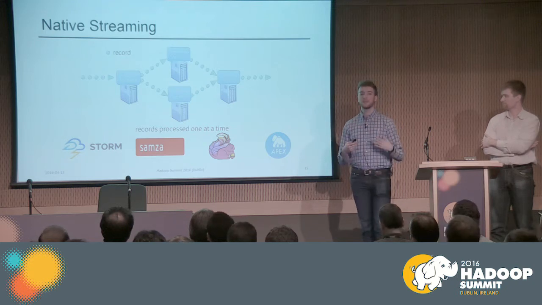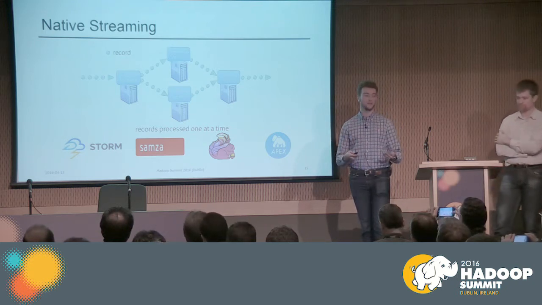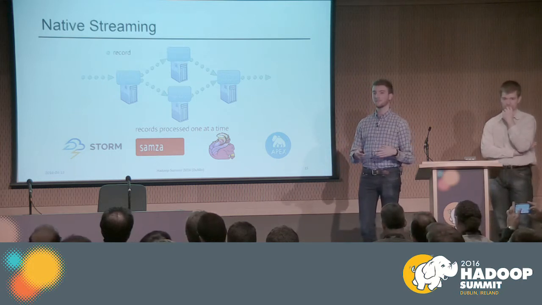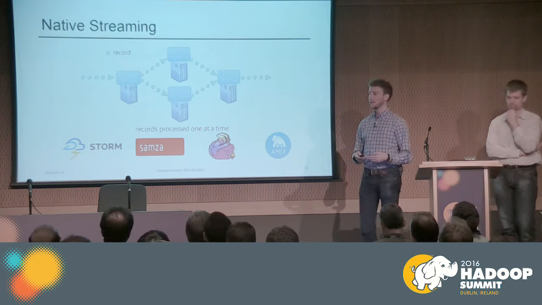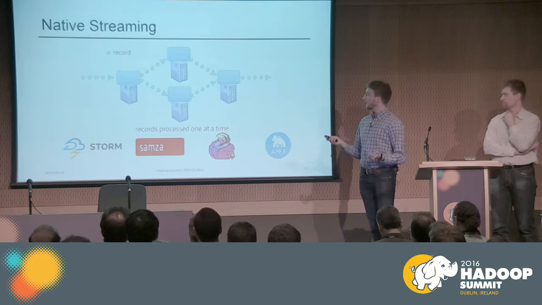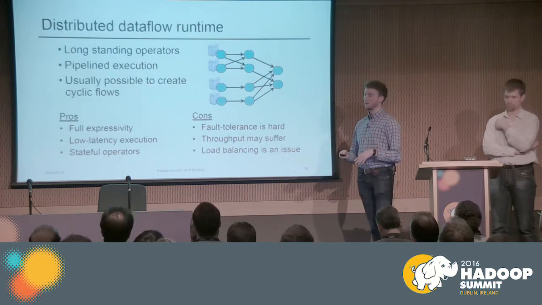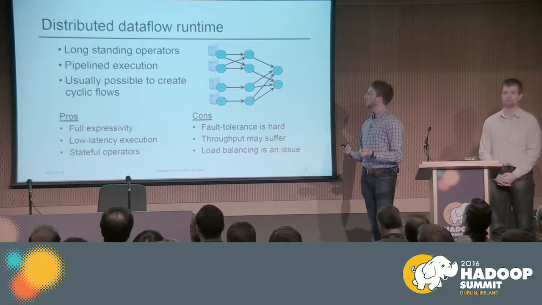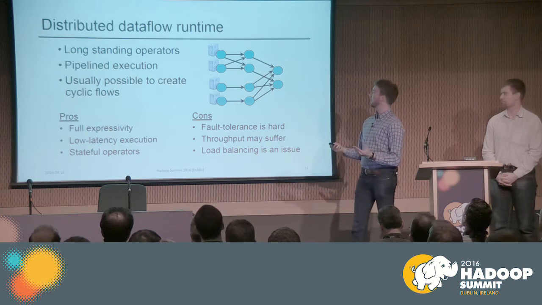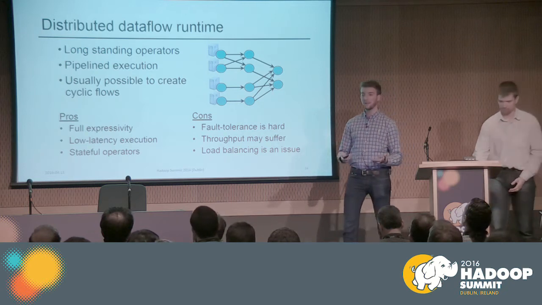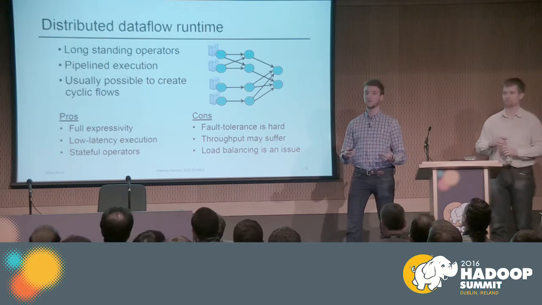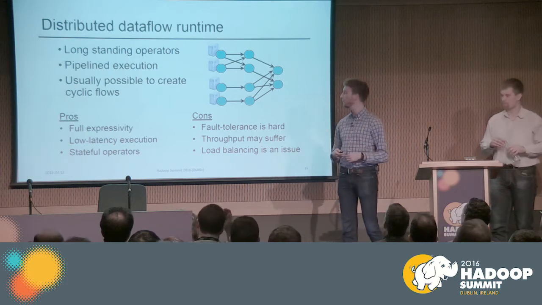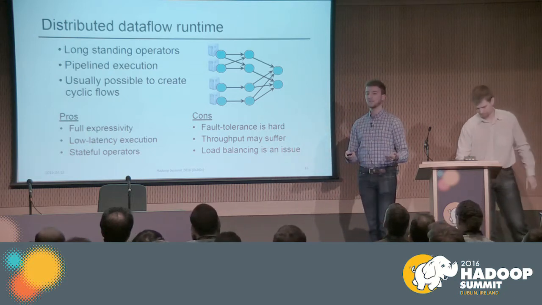In the native streaming data flow architecture, we have long-standing operators continuously running, and they consume the event streams practically one by one. And these operators can hold state. So basically we have a topology, a directed acyclic graph. In many cases, it's also possible to create some versions of cycles in this processing graph to support some feedback in the data flow. We get pipeline execution.